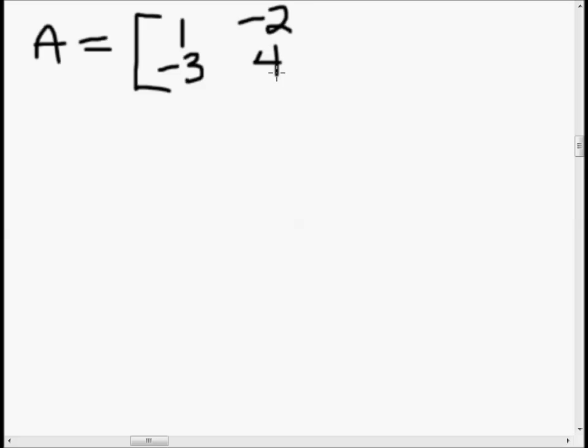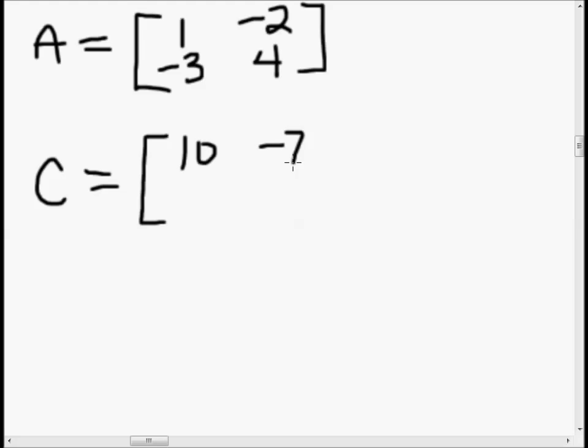So the question is, find a 2 by 2 matrix B such that the matrix A times the matrix B equals the matrix C, where A, whoops, I'm a little zoomed out, I'm going to zoom in real quick. A equals the matrix 1, -3, -2, and 4. And C equals the matrix 10, -7, -22, and 15.